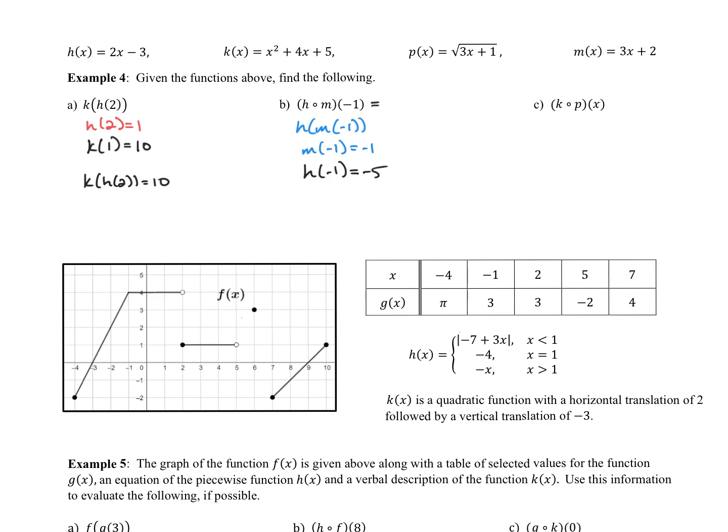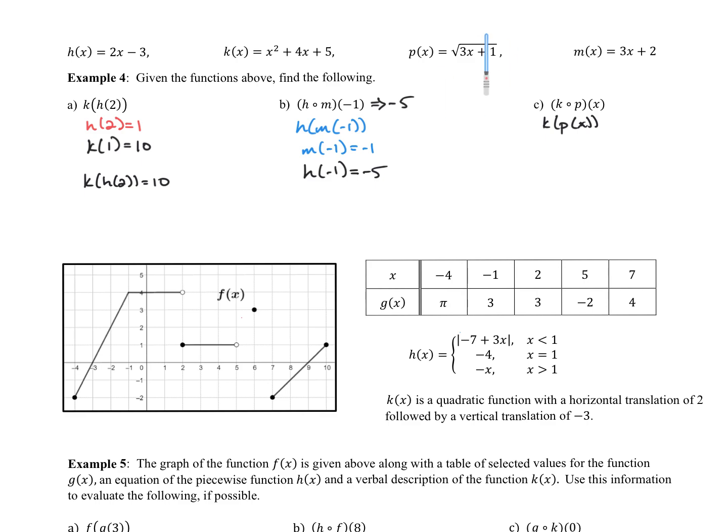So h of m of -1 is -5. All right, cool. So now let's do the next one. So I have k of p of x, and that's notated the same as k of p of x like that. And so what are we going to do?